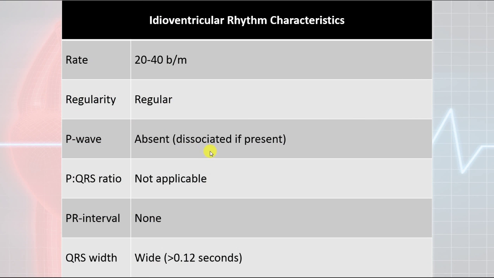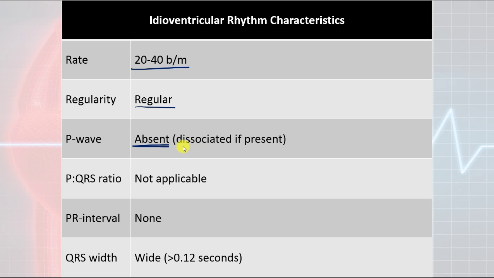Some of the characteristics of an idioventricular rhythm, usually 20 to 40 beats a minute. It can be very regular. It can be irregular, but most of the time is classified as regular. It can have a P wave, but most of the time the P waves are absent, because if you're in an idioventricular rhythm, the heart has suffered some kind of a traumatic event, usually a heart attack of some kind, and the SA node is not doing its job. That's why the patient is in an idioventricular rhythm.